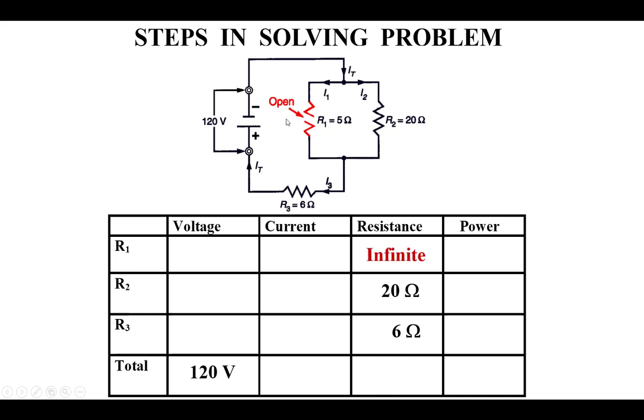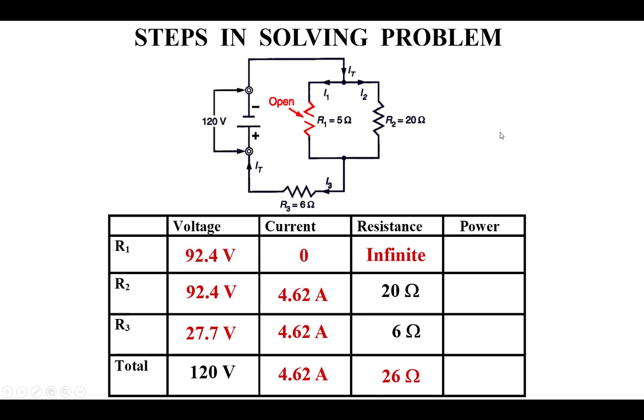So the resistance of this now, infinite. Twenty-six, 20 plus 6, the current, 120 divided by 26, flows through R2 and R3. Nothing's flowing through R1. And the voltages are calculated by using 6 times 4.62, 20 times 4.62.